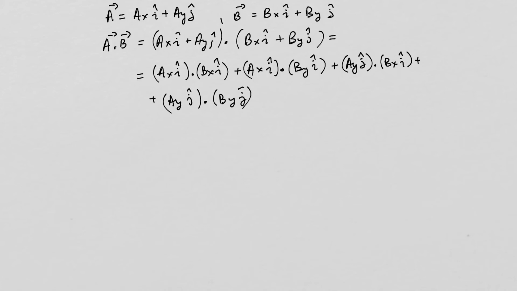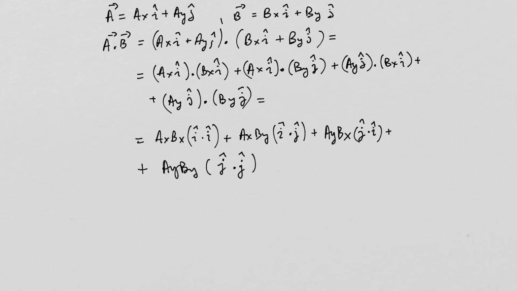So let's rewrite the entire sum as the product of the two components, and then the two unit vectors in each term in a dot product. So here's what we get. AX BX times i hat dot i hat, AX BY times i hat dot j hat, AY BX times j hat dot i hat, and plus AY BY times j hat dot j hat.